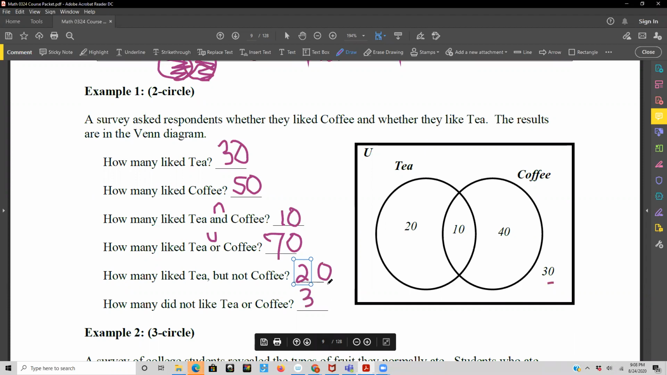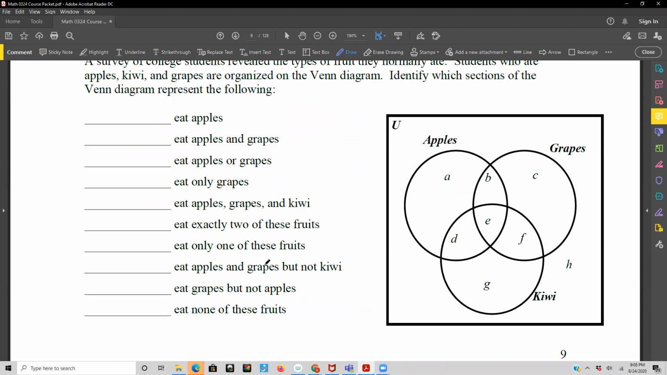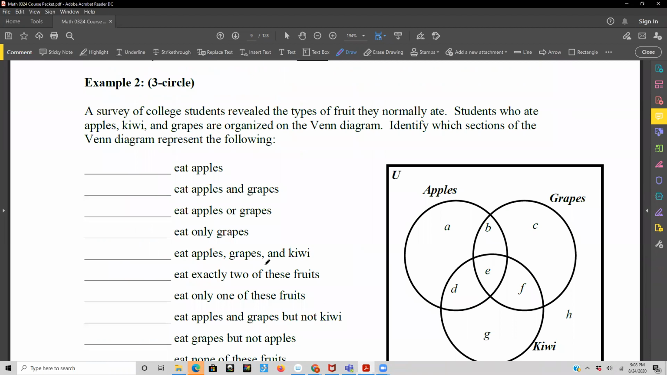Okay. All right, so now we've answered a Venn diagram question. Now they get a little complicated with three circles. You just have to think a little bit more. So a survey of students revealed the types of fruit they normally ate. Students who ate kiwis, apples, and grapes are organized on the Venn diagram. Identify which sections of the Venn diagram represent each of the following.